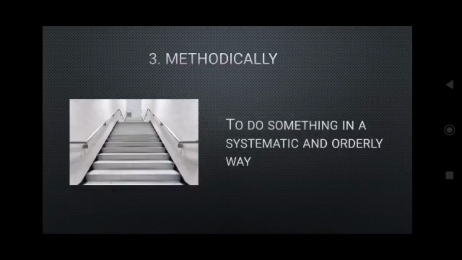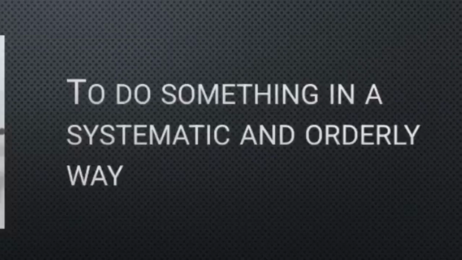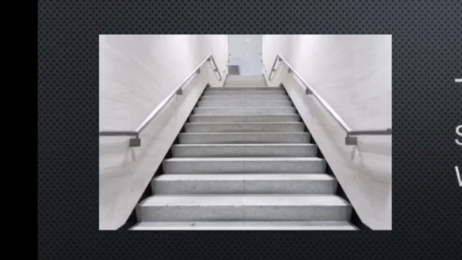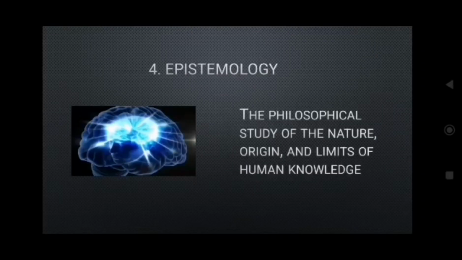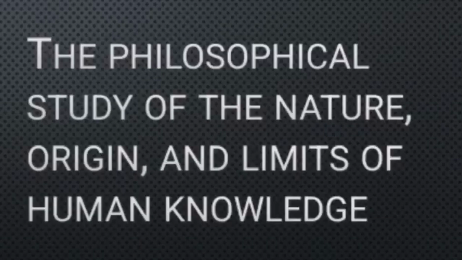For term number 3, we have methodically. This is the way of doing something systematically and orderly in a step-by-step fashion. For number 4, we have epistemology. This is the study of the nature, origin and limits of human knowledge.